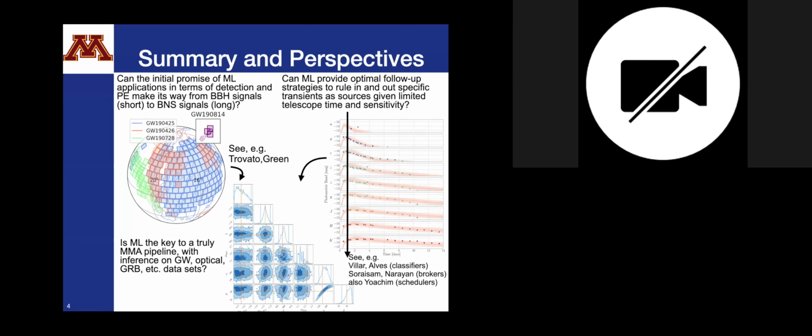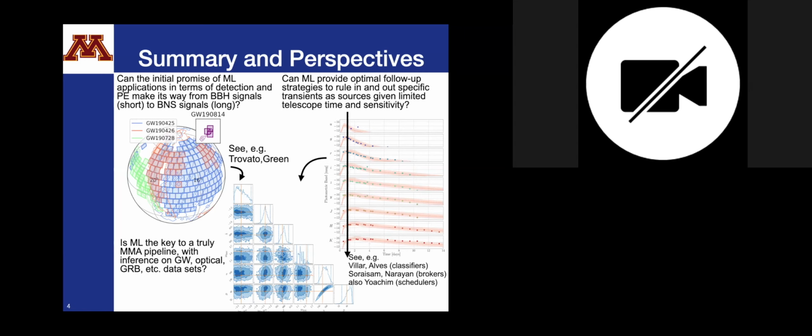But I think the open question remains, given, for example, a night or two of data from one of these wide field of view survey instruments, can machine learning provide us basically strategies or the required follow-up resources to prioritize how we use that time?